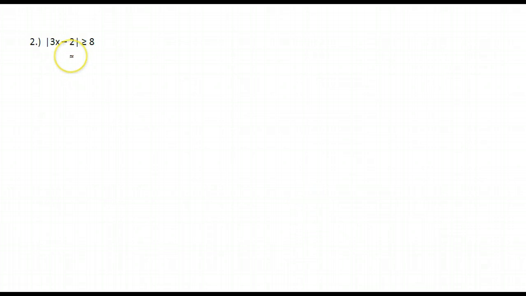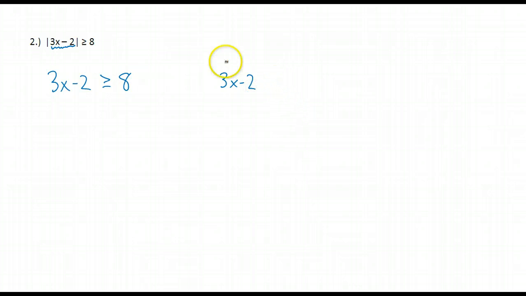In the second example, I'm going to take the quantity inside the absolute value, 3x minus 2, and first compare it to 8. And the way I want to compare it to 8 is it has to be greater than or equal to 8. Then I'm going to take the quantity inside the absolute value and compare it to the opposite of 8. The opposite of 8 is negative 8. And again, when I change this to the opposite, I'm going to want to change my inequality to the opposite. Now I can solve for x.